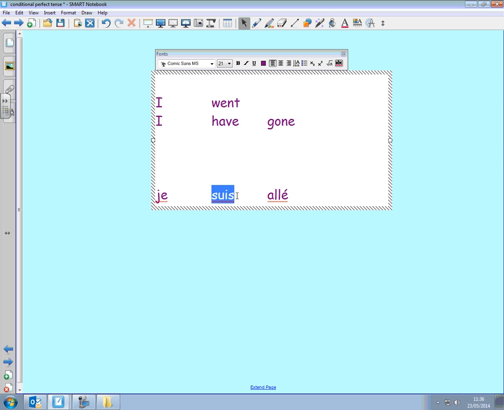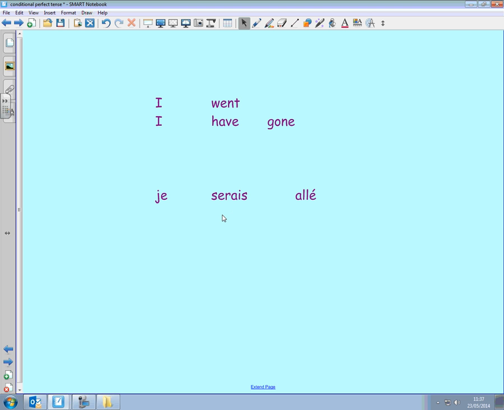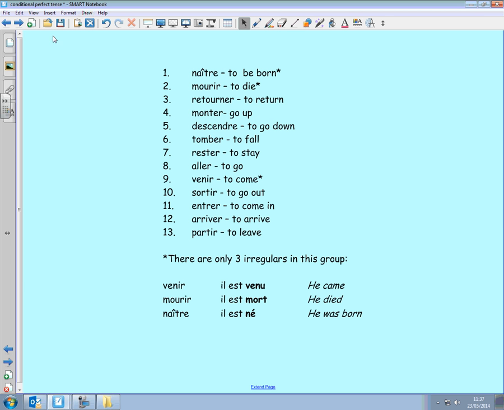This comes from the verb être, to be. So I would be is je serais. And it's as simple as that. Obviously, we have to remember to make our past participles agree because we're using être as our auxiliary verb. Okay, have a quick reminder of what these are. So these verbs, just these 13, sort of, will use être and will work in the following way. So let's have a quick look.